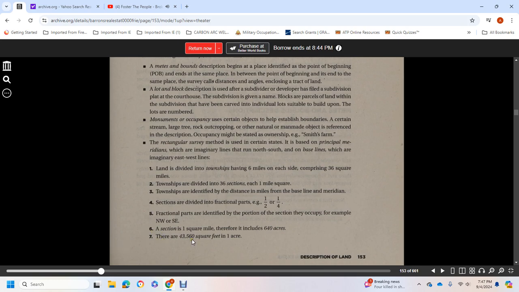There are 43,560 square feet in 1 acre. To learn the rectangular survey requires hours of effort. There are typically only three questions on land description on the 100-question salesperson or broker exam, and there may be no question, or only one, on the rectangular survey system. Therefore, your study time will be better spent on other matters. Please memorize that the size of an acre is 43,560 square feet.